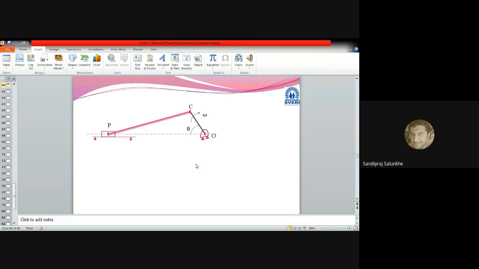Roll number 39, Sujit Mani. Will you unmute yourself? Roll number 39. Can you hear me? Yes, sir. How can we draw the velocity diagram for this configuration? What do we have to do first?